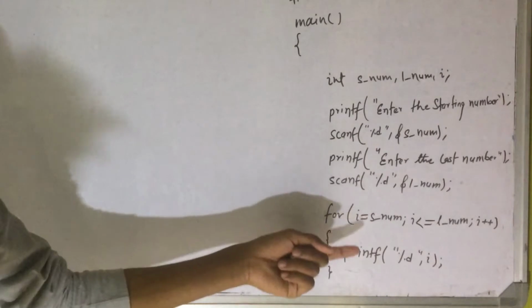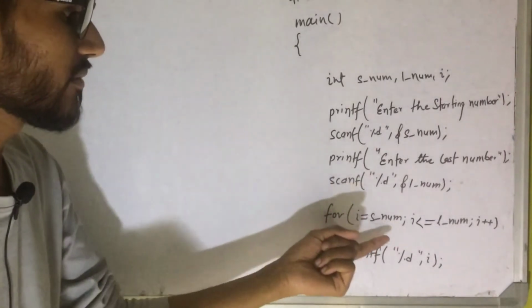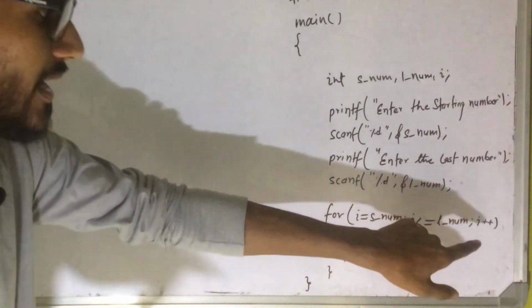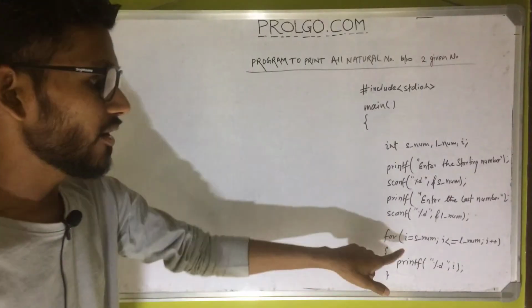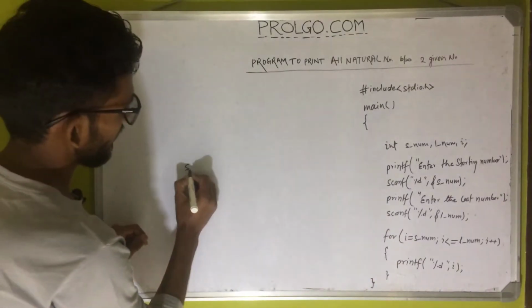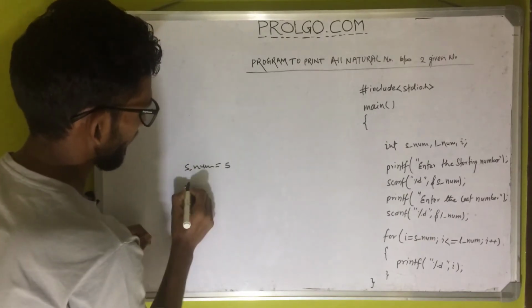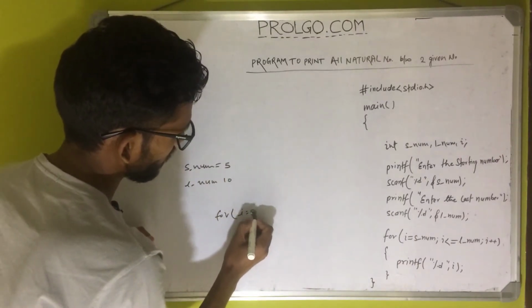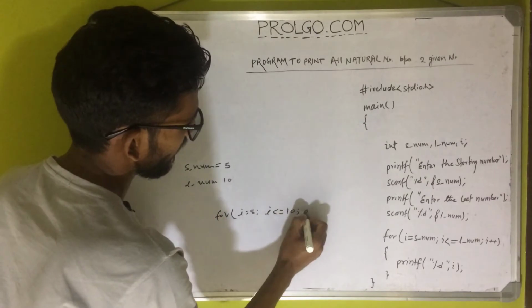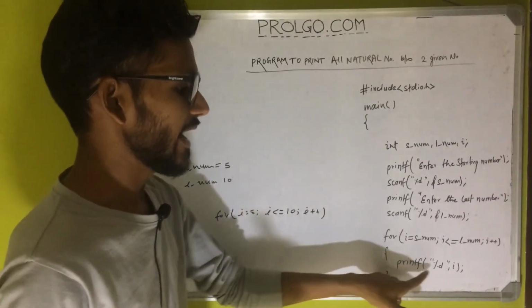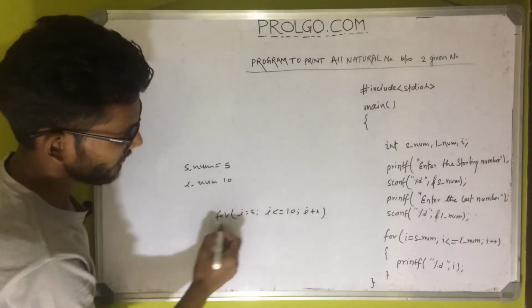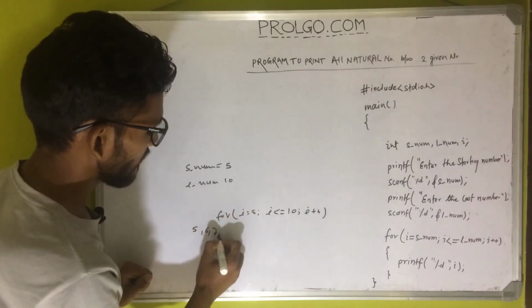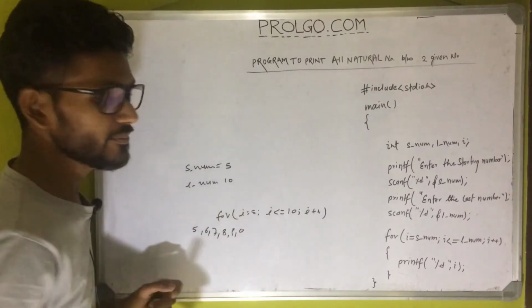Again I am taking another input, "enter the last number", and with scanf I am storing the last number in lnum. I am using a for loop in which the initialization is from snum, I mean the starting number, and then I am using i less than or equal to lnum and i plus plus. Now let's say the user has given snum as 5 and lnum as 10. So here it will be for i equal to 5, i less than or equal to 10, i plus plus. Now I am printing the value of i. So initially it would be 5 and then it will be increased to 6, 7, 8, 9, 10. So all the numbers between these two ranges will be printed.